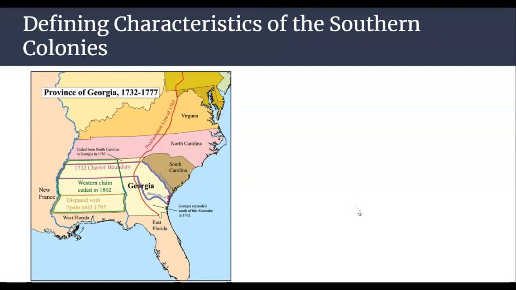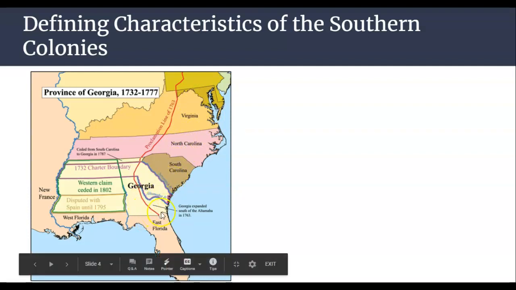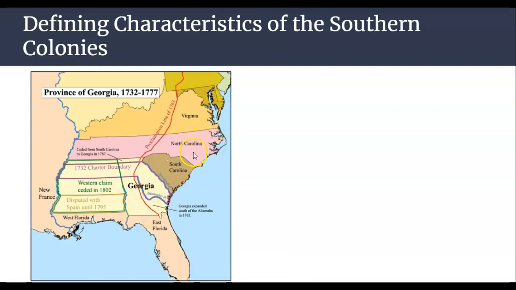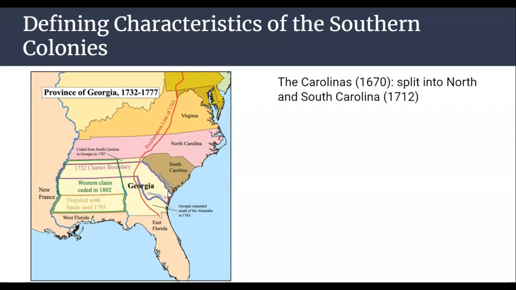So the Southern colonies. When we talk about the Southern colonies, we're talking mainly about what ultimately winds up being Virginia, North Carolina, South Carolina, and Georgia. But initially, the Carolinas are one, and Georgia comes in a little bit later. And so when we talk about the Southern colonies, we're talking about a lot of plantations and stuff like that. So let's dig into some of these characteristics.